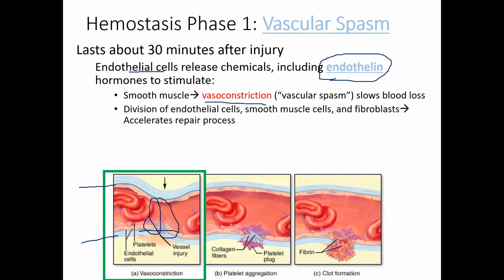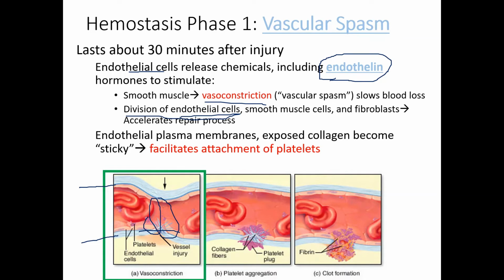Also, this chemical is going to begin signaling the remaining blood vessel wall cells, those endothelial cells, to start the process of mitosis, right? So when you cut yourself, there's actually a hole between those cells, and so we need to make more cells as quickly as we possibly can to literally fill in that hole.